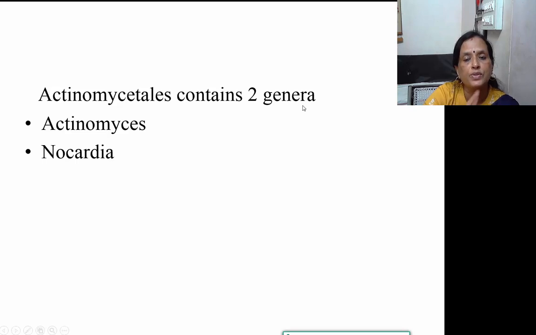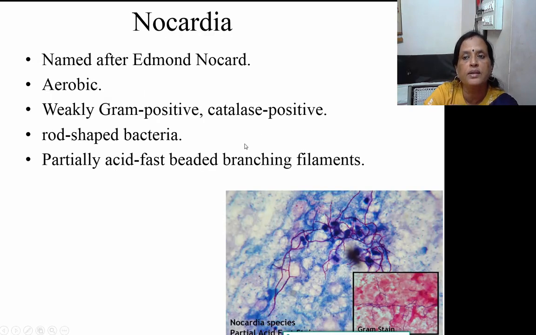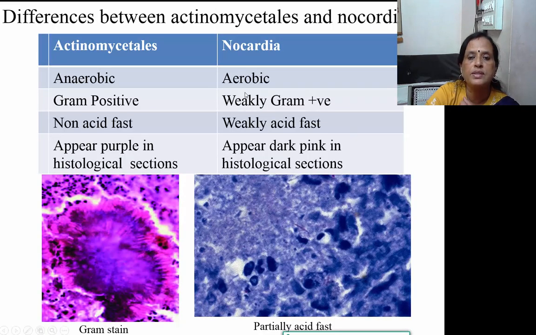Actinomycetes has two genera, Actinomyces and Nocardia. Nocardia is named after Edmund Nocard. They are aerobic, gram positive, catalase positive, rod shaped bacteria. They are partially acid fast. I told you Actinomyces is not acid fast, but this is partially acid fast. This helps us differentiate between the two whenever we have a doubt. What is the color of the colony of Actinomyces? It's bluish, whereas Nocardia will be pale pink in color. So this is just the difference.